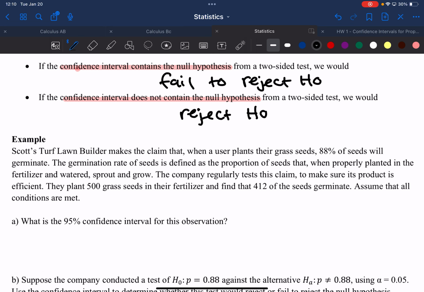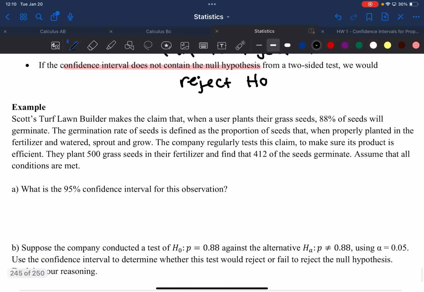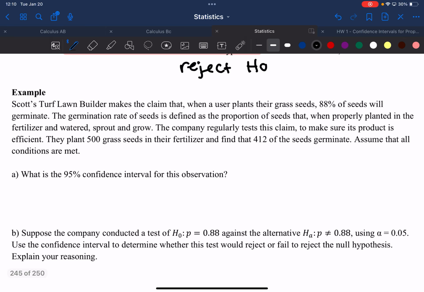Okay, so in this example it says Scott's Turf Lawn Builder makes the claim that when a user plants their grass seeds, 88% of seeds will germinate. The germination rate of seeds is defined as the proportion of seeds that, when properly planted in the fertilizer and watered, sprout and grow. The company regularly tests this claim to make sure its product is efficient. They plant 500 grass seeds in their fertilizer and find that 412 of them germinate. Assume all conditions are met.